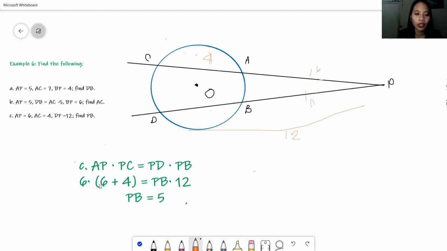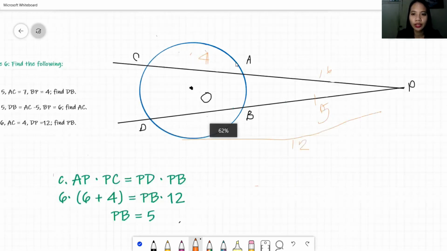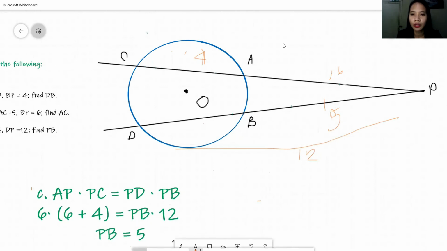So 6 plus 4 is 10 times 6 is 60. Divide by 12 is equal to 5. So now we already have our value of PB, which is 5. So let us proceed now to our example 7.